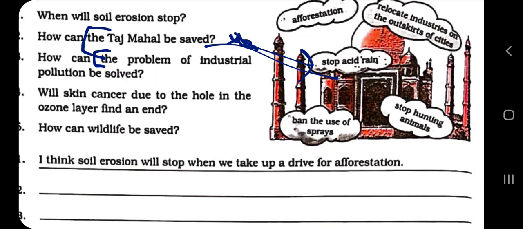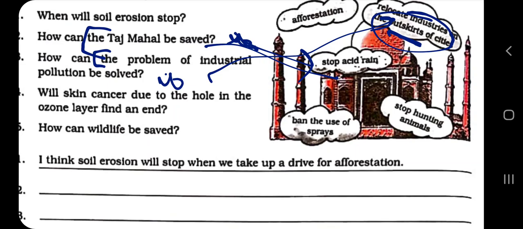The problem of industrial pollution can be solved if we relocate industries to the outskirts of the city. Outskirts of the city means city se kafi dur.